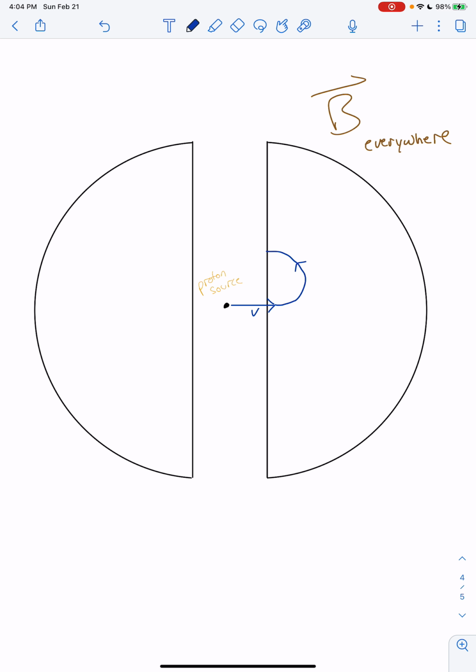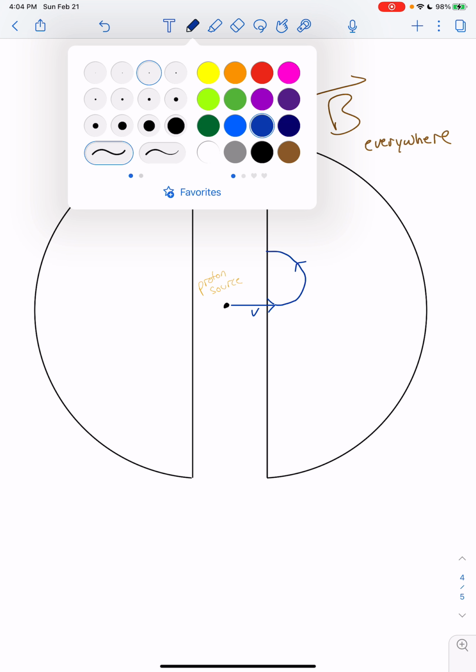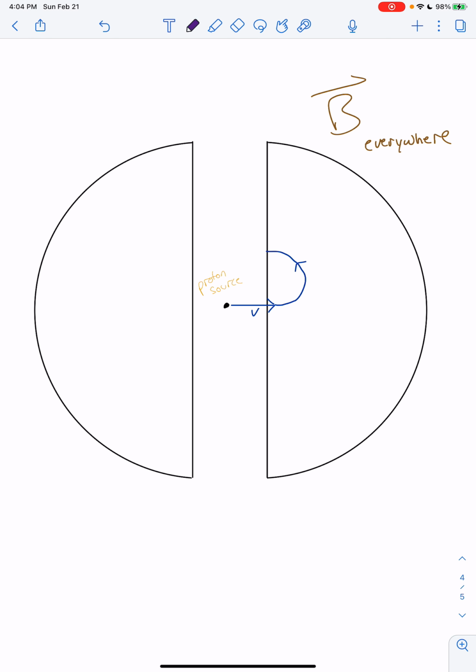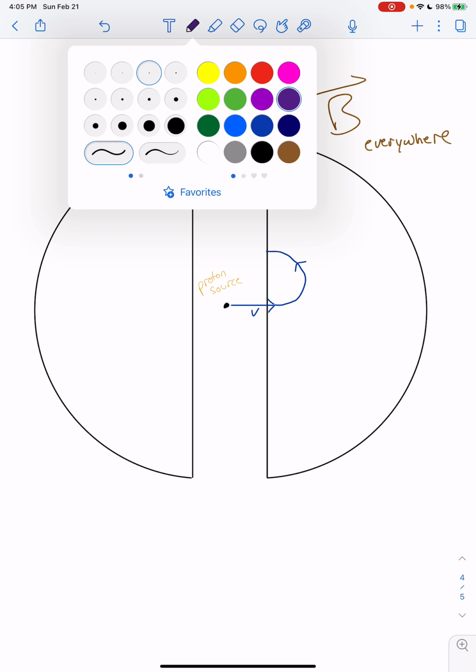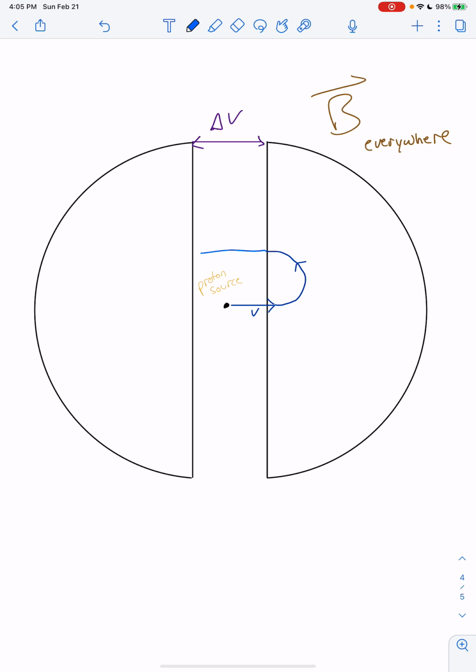And then what's going to happen, I've widely exaggerated the gap size here just for illustrative purposes. And across this gap, we're going to produce a potential difference across this distance. And what that's going to do is accelerate the proton. There's still going to be a curved trajectory, but I'm drawing it straight for illustrative purposes. So the speed will increase.